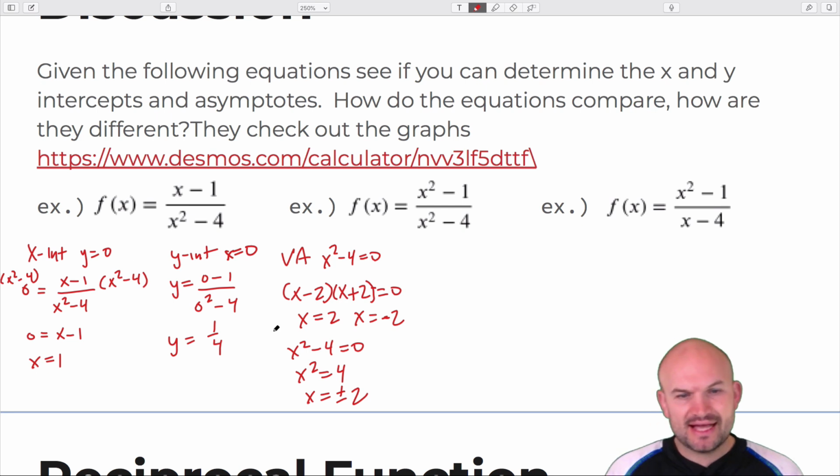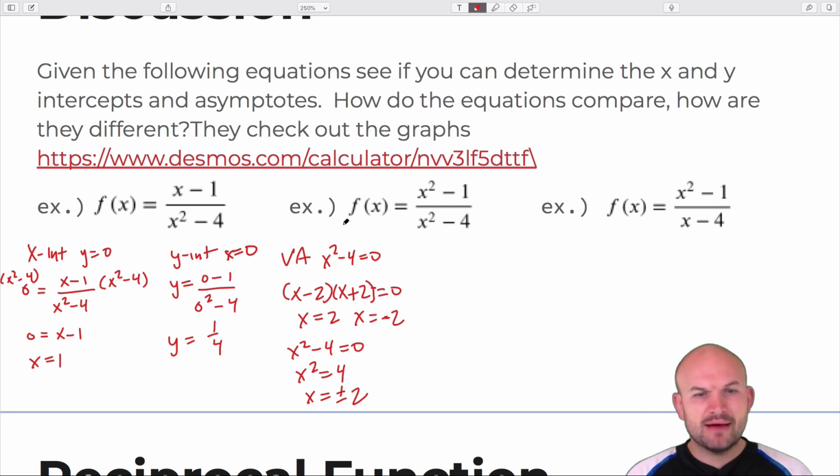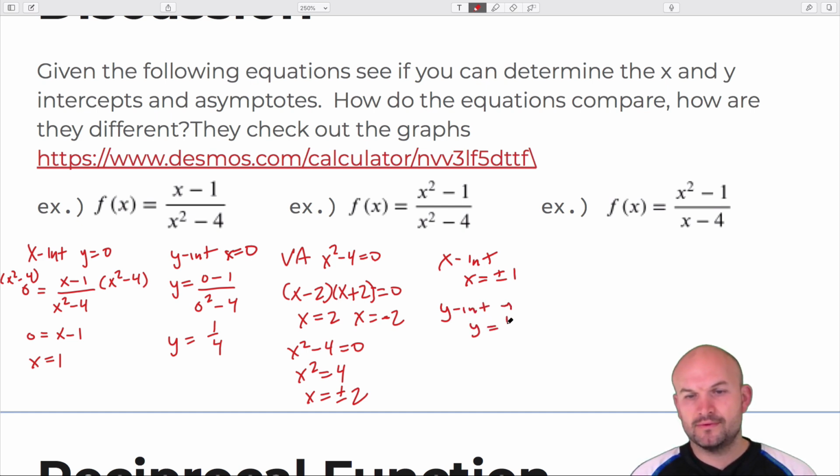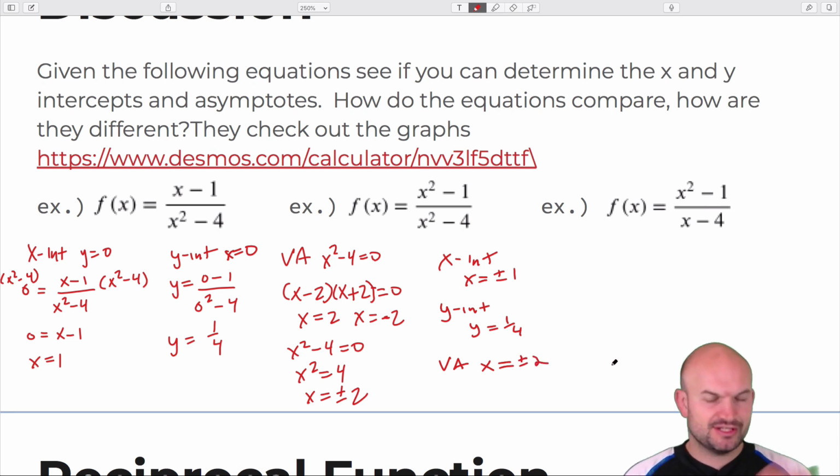So based on that information, let's go and figure out the rest of the x and y intercepts, and then we'll talk about any other asymptotes. The x-intercept here, if I set this numerator equal to 0, is x equals plus or minus 1. The y-intercept is going to be constant over constant. And the vertical asymptote, if you set that equal to 0, is the same as the last one, so x equals plus or minus 2. So you can see how I actually didn't need to show all of this work.